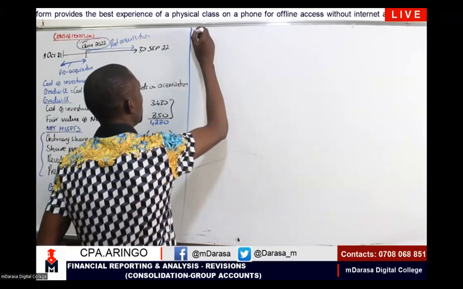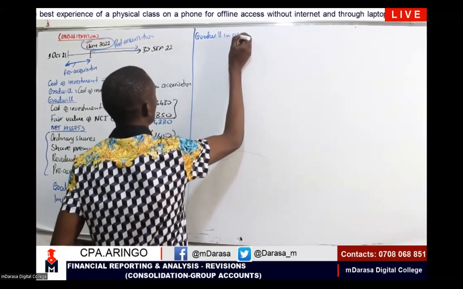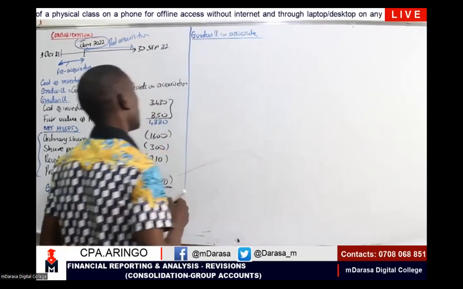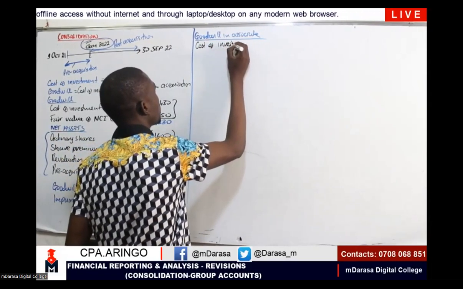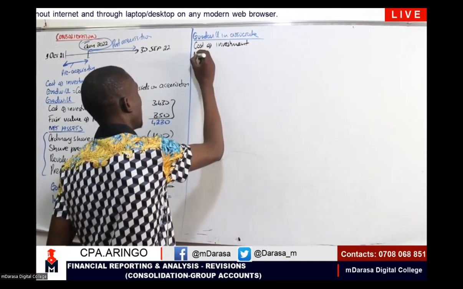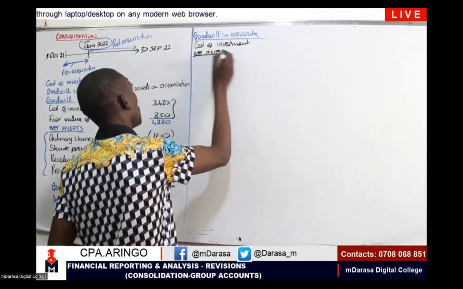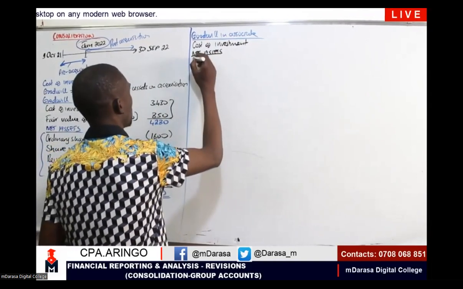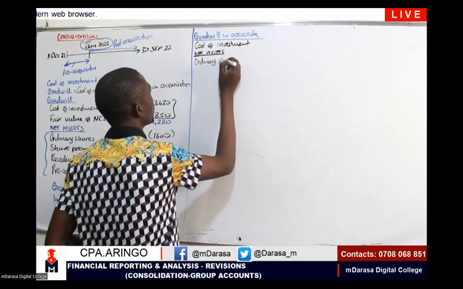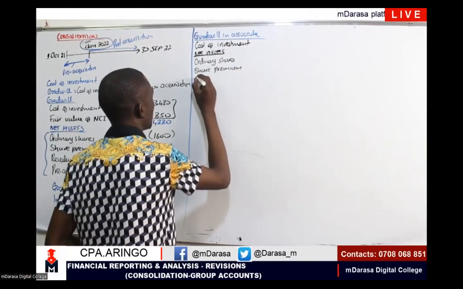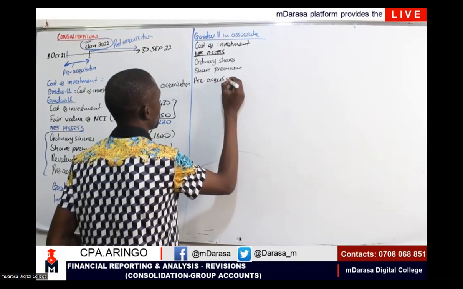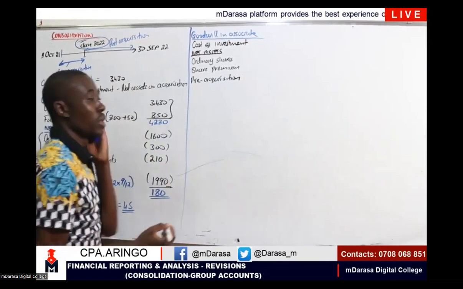So basically, these are what you should be having. So you need to work out goodwill in associate. The same thing will apply. Look at the cost of investment in associate, less net assets. Net assets would be simple. Again, we consider these elements exactly the way they are. I'm having ordinary shares, share premium, if at all you'd be having, and the other item here is pre-acquisition profit. The same thing, without even using cost of control.